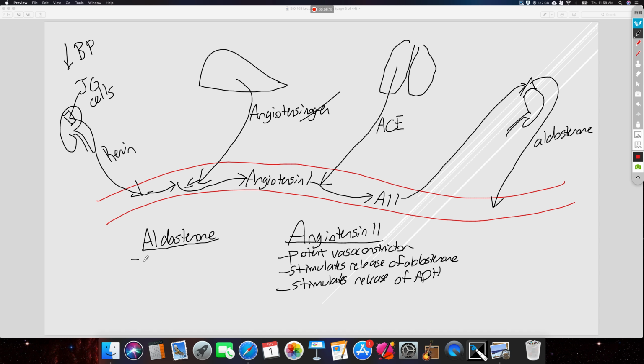Aldosterone stimulates the reabsorption of sodium. So it tells the body to keep sodium. It also tells the body to secrete or get rid of potassium. And if we keep sodium, we keep water, and we increase blood volume and increase blood pressure. That's the whole job of this system, is to increase blood pressure.